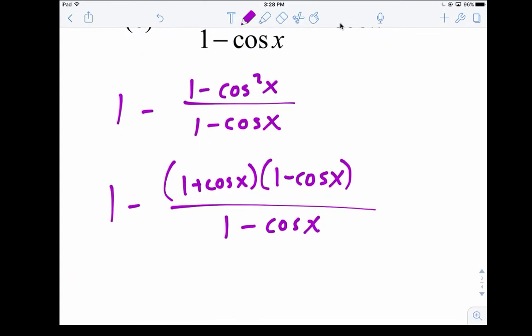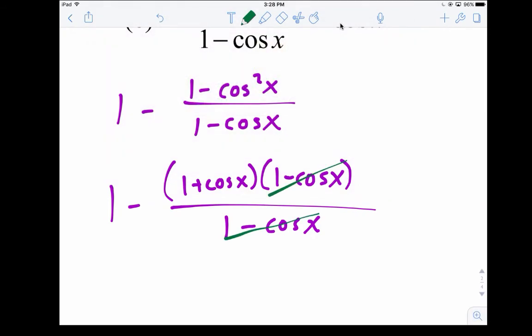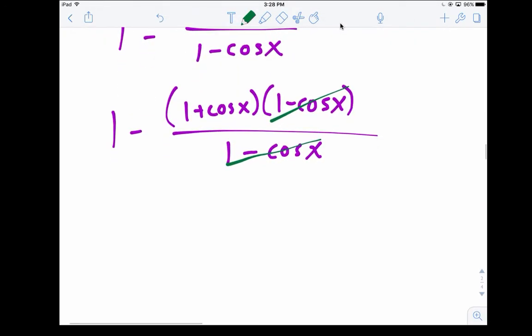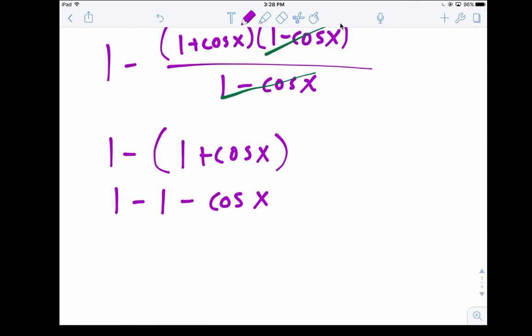Okay. Now you should recognize, okay, now I can eliminate 1 minus cosine, 1 minus cosine. Okay, so that's going to leave you with 1 minus 1 plus cosine. So if you distribute your negative, you get 1 minus 1 minus cosine of x, right? The 1's are going to cancel out, and you're left with negative cosine of x, which is what you started with there on the right side.